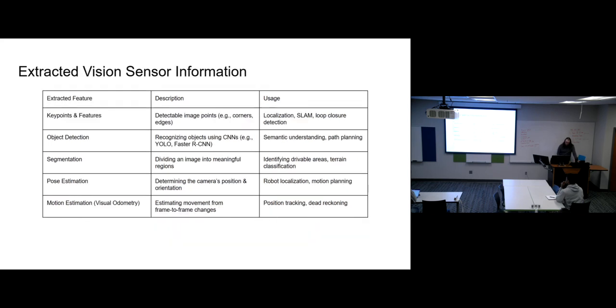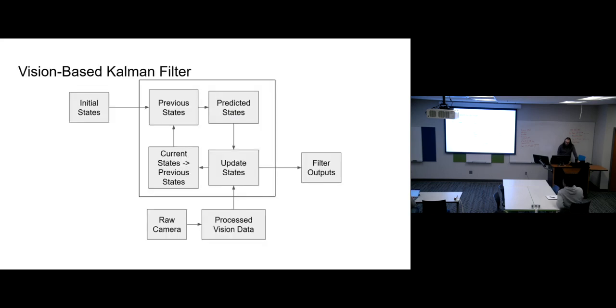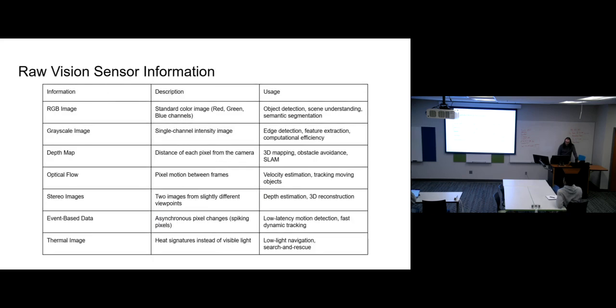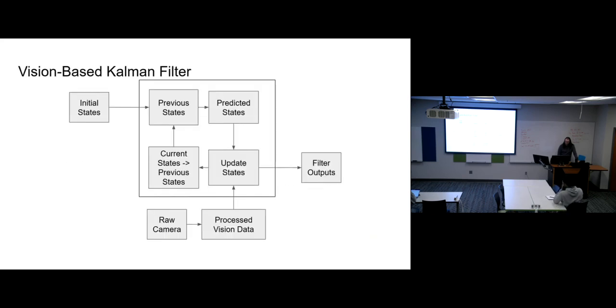And then again, key points and features, object detection, segmentation, pose. You can basically just keep going down this rabbit hole of what can't you do with cameras at this point. And kind of going back to our algorithm before, you basically can do the same thing: you take your raw camera feed, you process that data using edge detection, using all of these techniques, and it flows right back in.